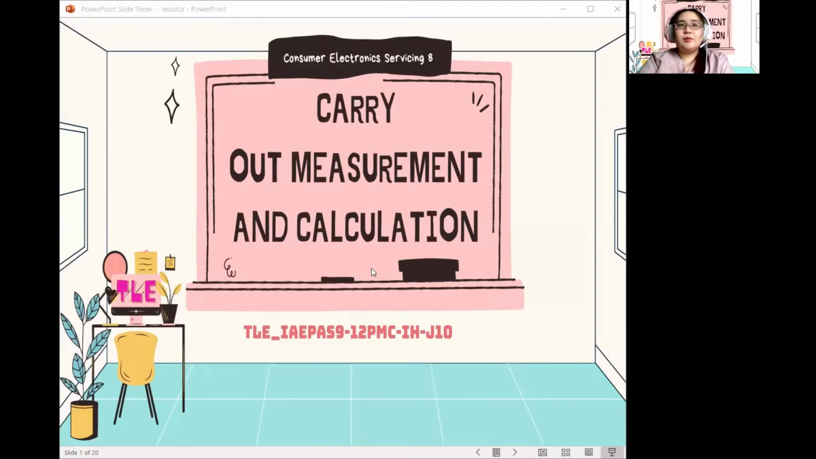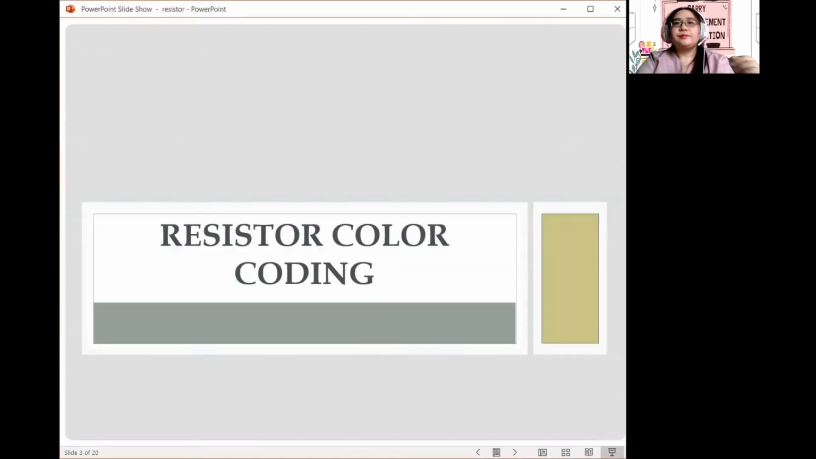So for week 3, we will discuss carry out measurement and calculation, which is found in MEL-C TLE IA EPAS 9-12 PMC IHJ 10. Last time we discussed that resistors are used for many purposes. A resistor controls the voltage and ampere at a particular point of a circuit, and every resistor has a different value. That's why our topic for today is resistor color coding.